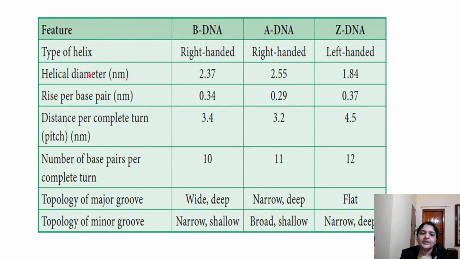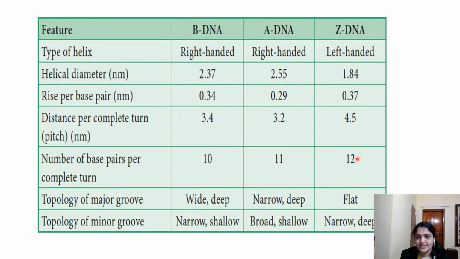There's a table showing the different types of DNA: B, A and Z. Here the important points you should remember are the type of helix, which is left-handed in Z DNA, and the number of base pairs per turn. It is 10 in B DNA, 11 in A DNA and Z DNA has 12 base pairs per turn.